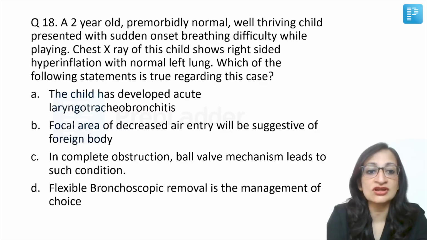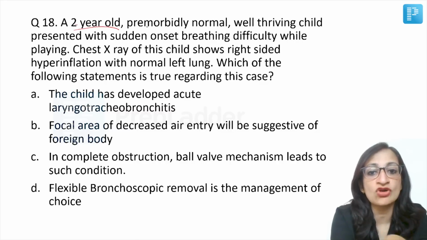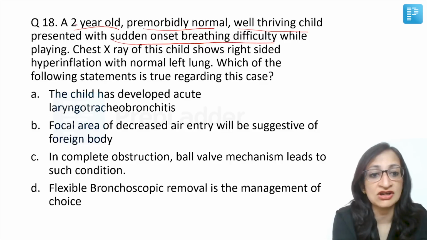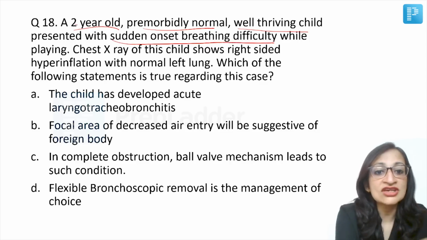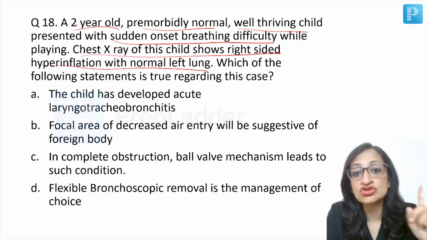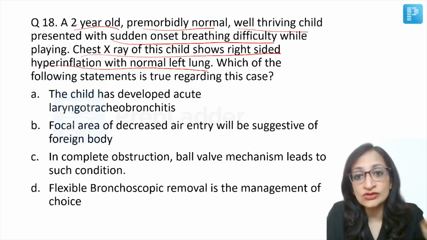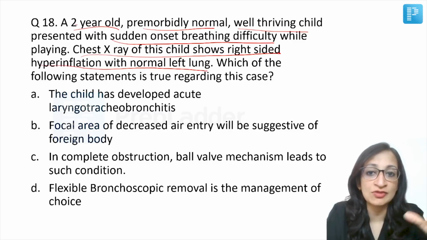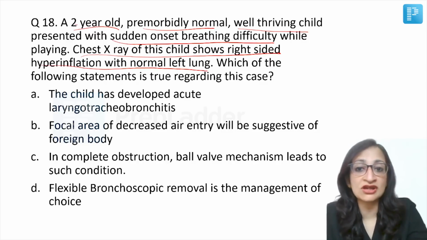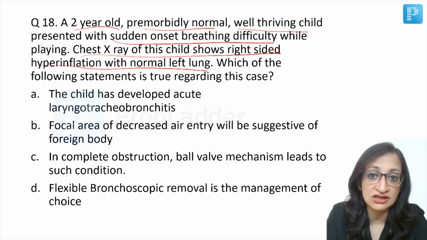Okay, so the next question, a 2-year-old pre-morbidly normal, well-thriving child presents with sudden onset breathing difficulty while playing. Chest X-ray of this child shows right-sided hyperinflation with normal left lung. So sudden onset thing and unilateral findings are there. Unilateral hyperinflated lung, the other lung is normal. Which of the following statements is true? So this appears to be a case of foreign body aspiration from the given case scenario.